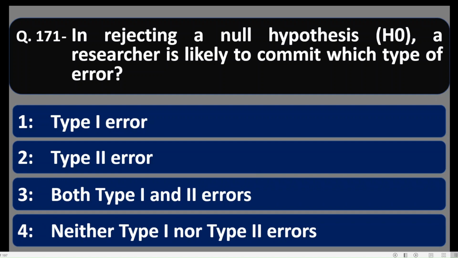Friends, if the hypothesis is true and it is rejected, then type 1 error will occur. And here the tendency of the researcher is to reject the hypothesis. So it may be possible that he will commit type 1 error. Option number 1, type 1 error.